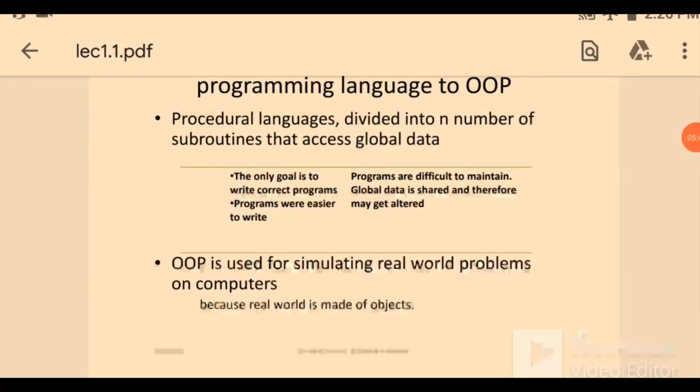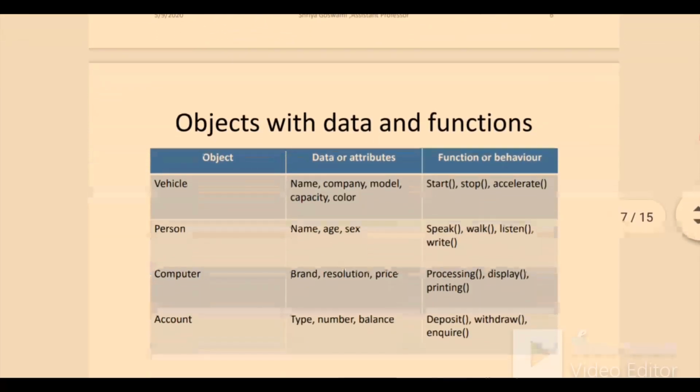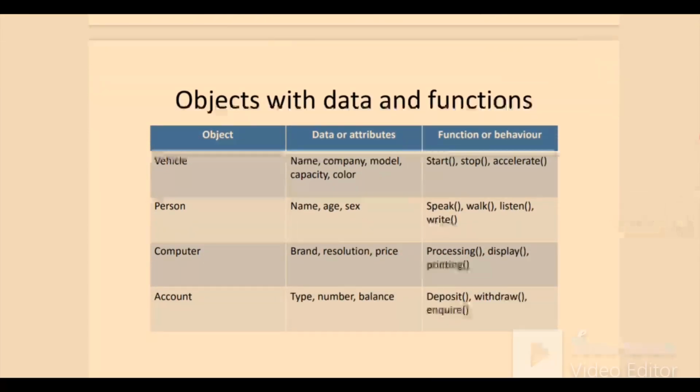But in object-oriented programming, a programmer can relate it with the real world. Everything in our real world, you can see, is an object. Not only the function, not only the data, it's an object: a combination of some attributes and the corresponding behavior.